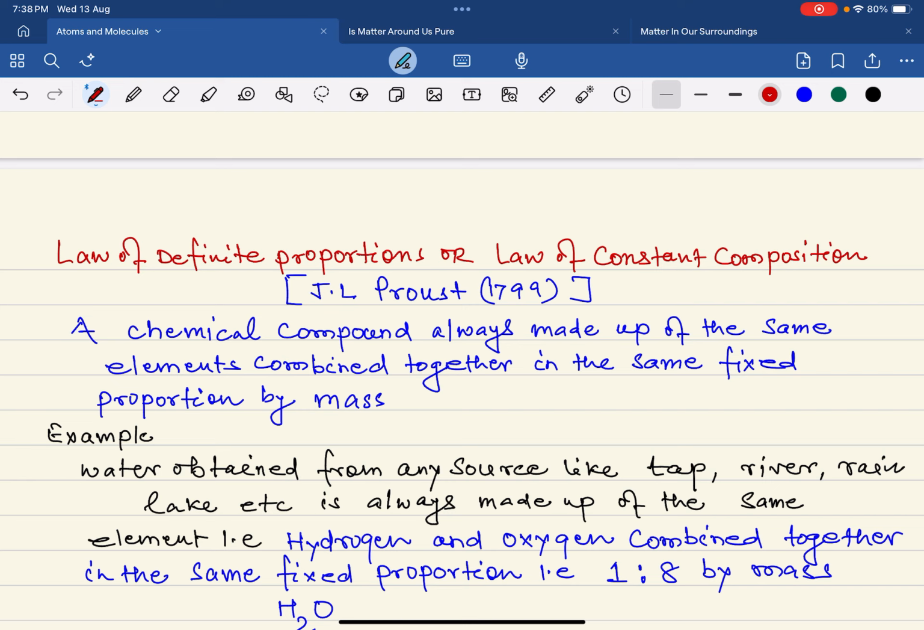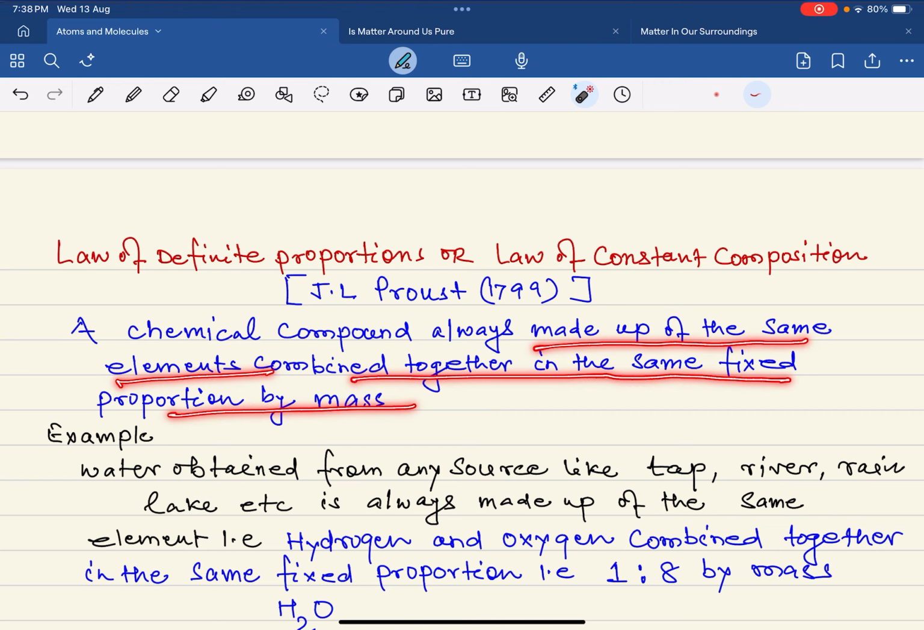Then the second law of chemical combination is the law of constant proportion, or law of definite proportion, given by J.L. Proust in 1799. According to him, a chemical compound is always made up of the same elements combined together in the same fixed proportion by mass.